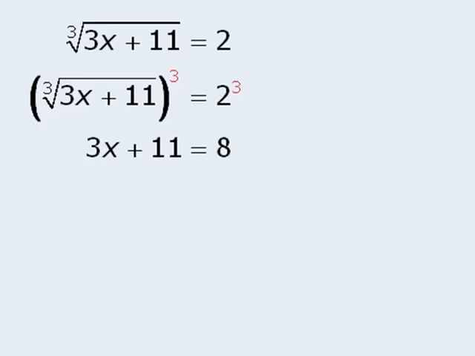From here we can solve for x by subtracting 11 from both sides, and then dividing both sides by 3 to get x equals negative 1. Now when it comes to cube roots, we do not need to check for extraneous roots, because it is okay to have a cube root of a negative number, and those roots are also negative numbers.